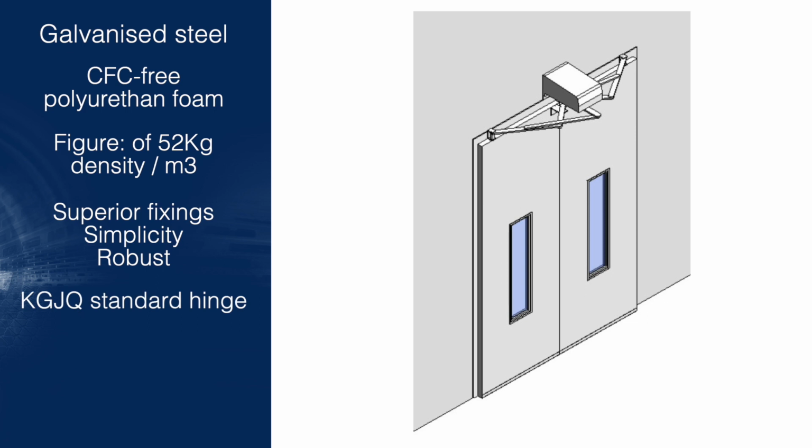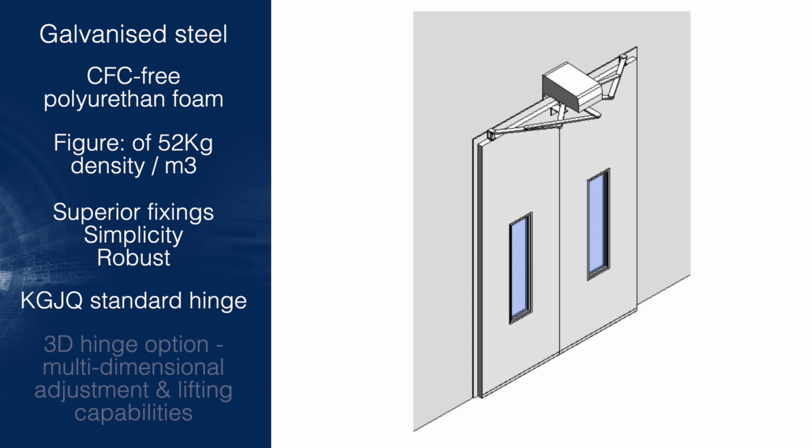KGJQ standard hinge. Typically used in conjunction with a 100 by 100mm steel plate door sill affixed to the floor. With each door movement, this hinge effectively clears the steel door from the floor, maintaining a flat and clean sealing surface. This hinge offers vertical adjustability.